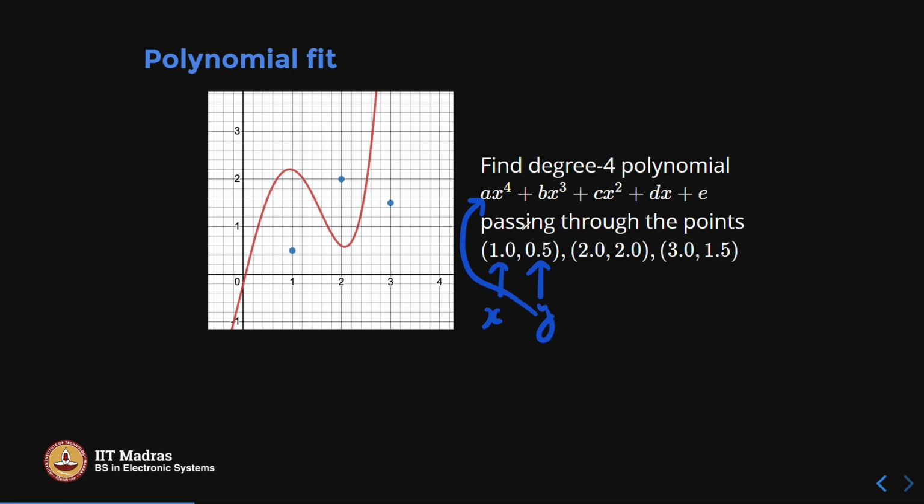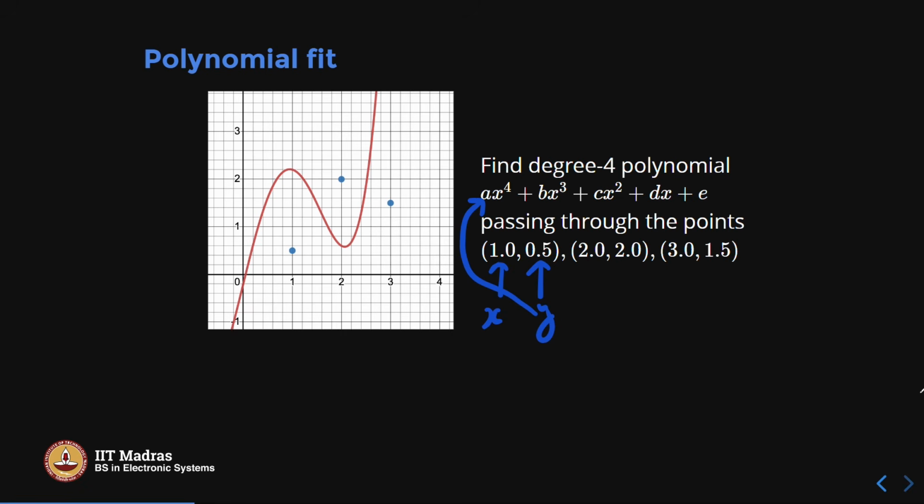Okay, so if you evaluate ax^4 + bx^3 + cx^2 + dx + e, I should get 0.5. Likewise, if x equals 2, I should get y equals 2. Then this whole expression should evaluate to 2. If x is 3, this whole expression should evaluate to 1.5. Okay, that's what it means. This degree 4 polynomial has to pass through the 3 points.